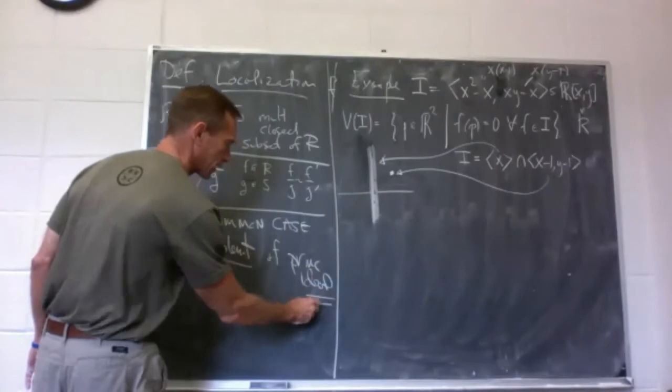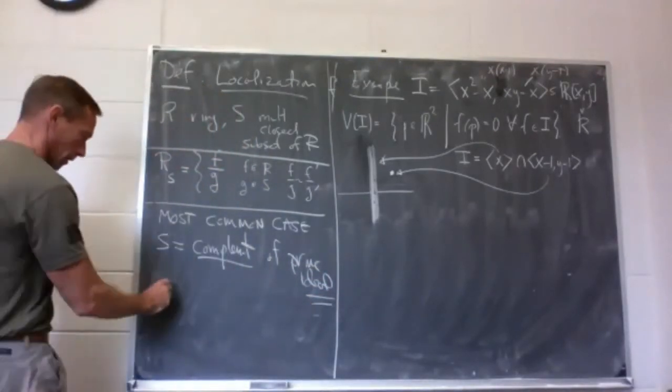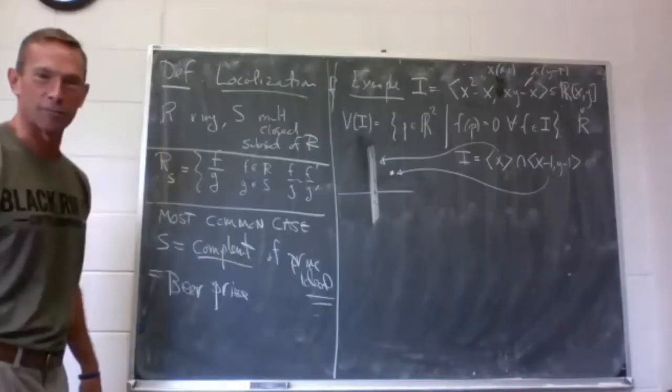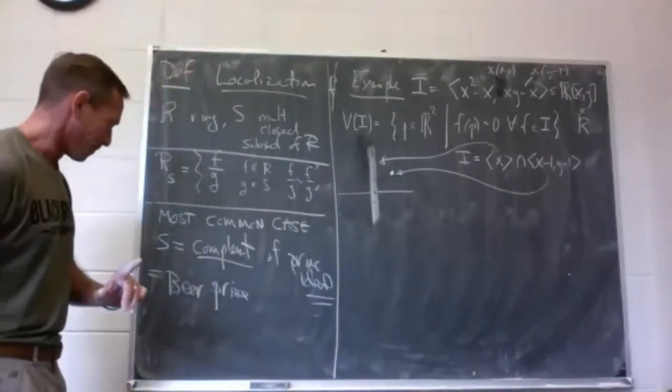All right, second chance for a graduate student to earn a beer. If our ring R, beer prize. Maybe I'll have to up my game and offer wine instead of beer. Maybe that was my flaw, my mistake.